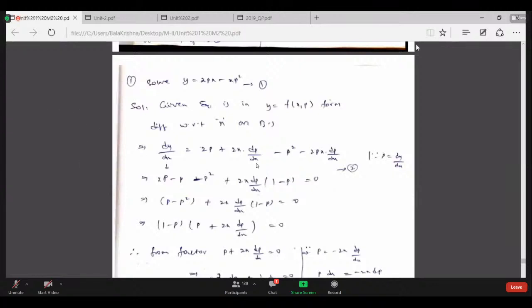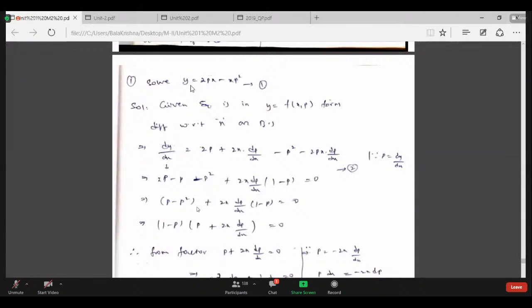Sir, how to find whether the given equation is in the form of x or y? That is what I was telling you people: you are supposed to practice. Unless you practice, you will not get this. In some problems, directly you will have y is equal to or x equal to. By seeing such a problem, you should be able to identify y is equal to a function of x and p. So directly you will have something like this.